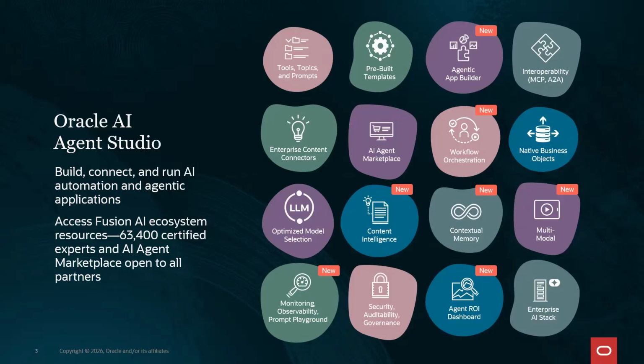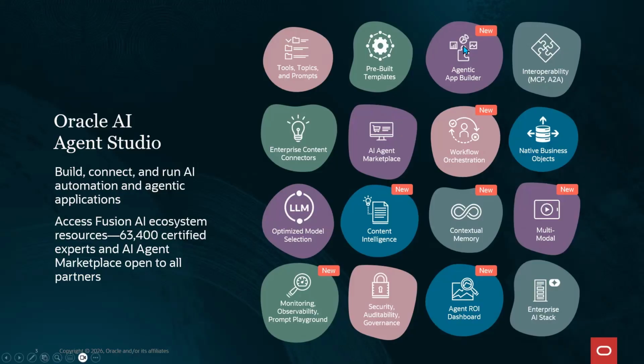The difference between an agentic app and agents is that both of them can be created in Oracle AI Agent Studio. When you create AI agents, you would have used the tools, workflow, topics, prompts, and pre-built templates. Once the agents are created, they will be published in the agent marketplace and all of that. So these are the new functionality which comes in the Agent Studio for building agentic apps.